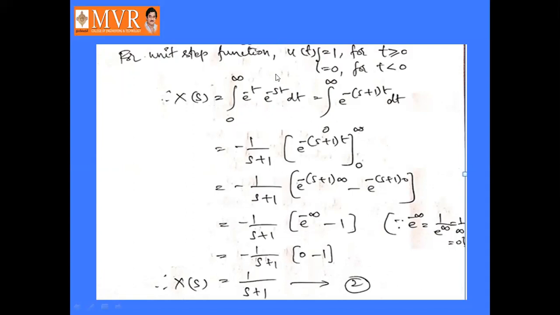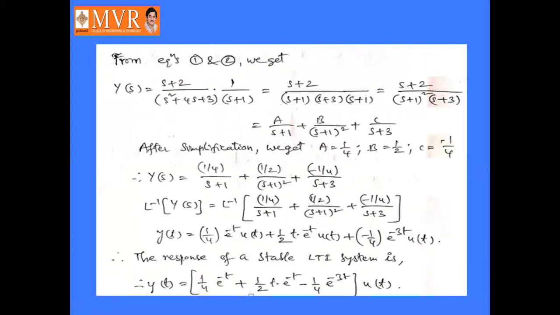Taking t as common, the integral 0 to infinity e power minus of s plus 1 into t dt is equal to minus 1 by s plus 1 into e power minus of s plus 1 into t with limits 0 and infinity. By simply substituting these limits, we get x of s as 1 by s plus 1, that is treated as equation number 2. Right. Now we have two equations.